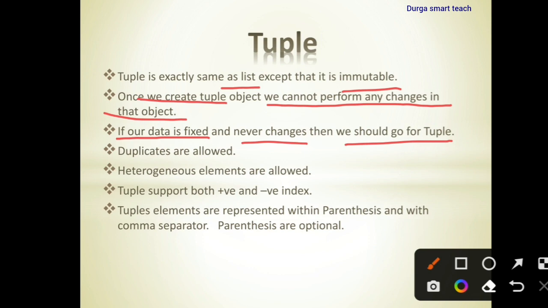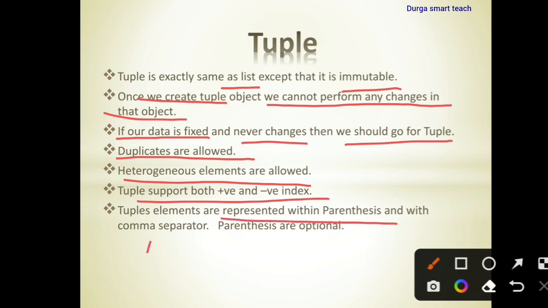Here you can store duplicate values in tuples. Duplicate values are allowed. Heterogeneous elements are allowed, so you can store integer type, float type or string type, a collection of any data type, into the tuple. Tuples also support positive index as well as negative index. Tuples are represented within parentheses with a comma separator, whereas lists are represented in square brackets with a comma separator.